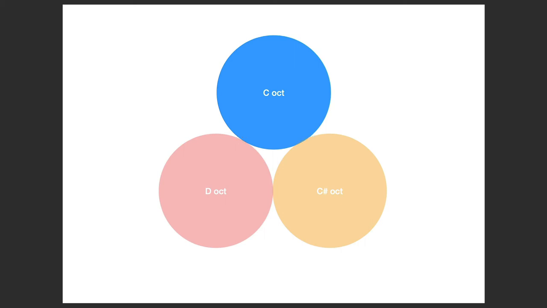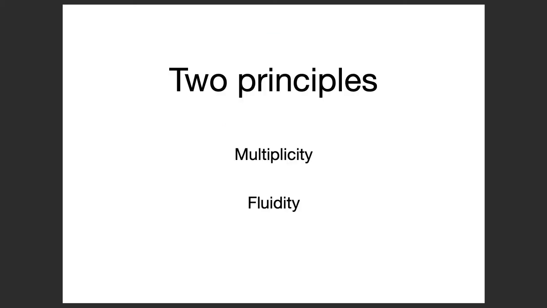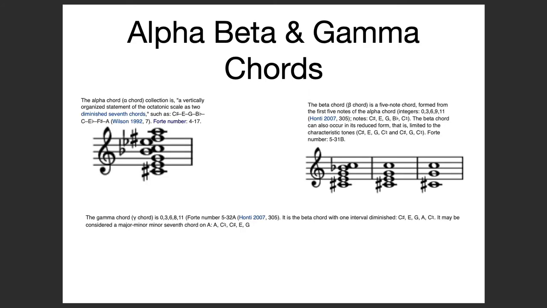But what you should, in general, see is that the octatonic is multiple in that it can describe lots of different harmonies in one scale, and it's very fluid in that it can move to other octatonic scales very closely and also with a lot of shared notes. So it's a hugely powerful compositional tool. It also affords harmonies that you don't find in diatonic music, as you're probably discovering.